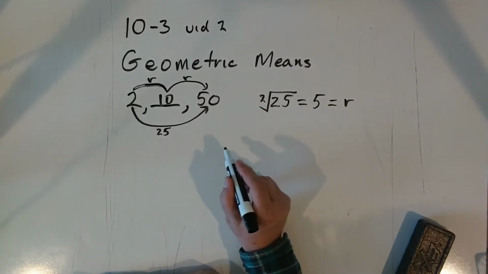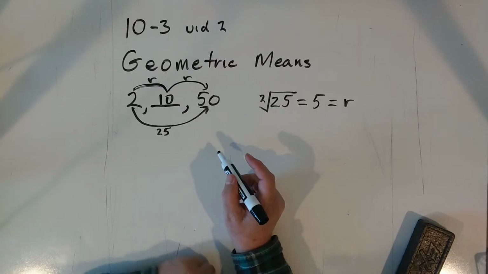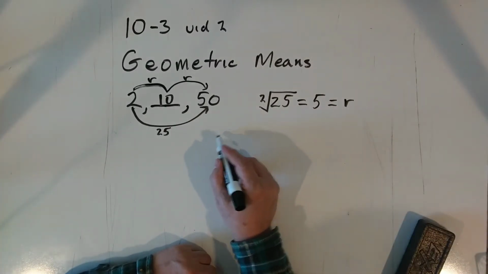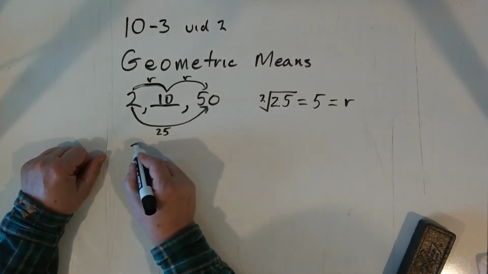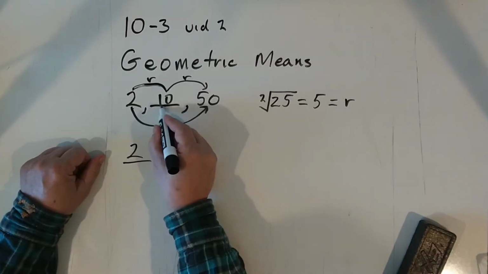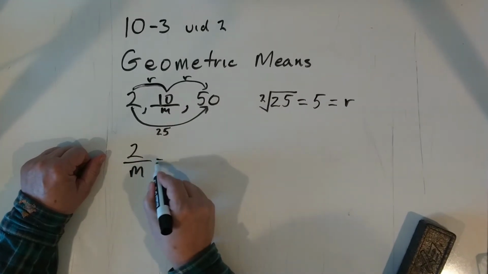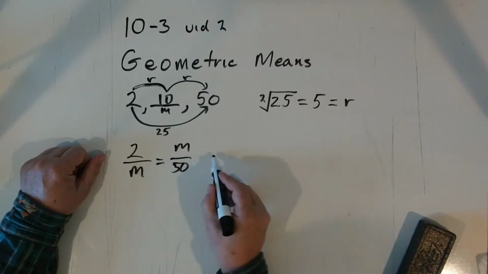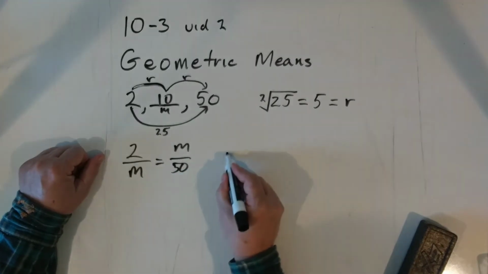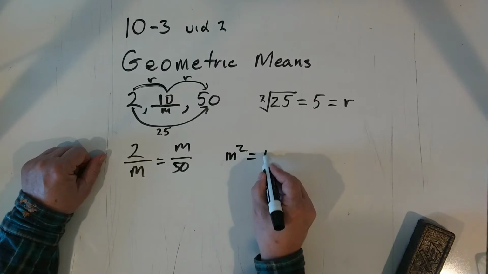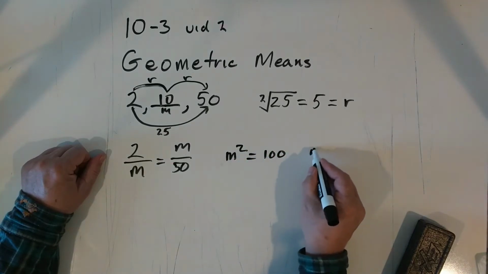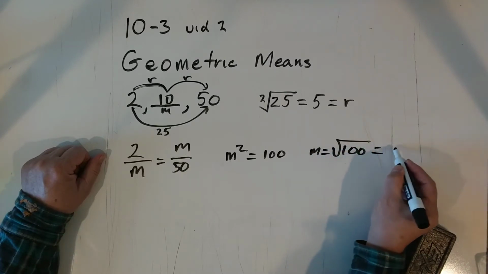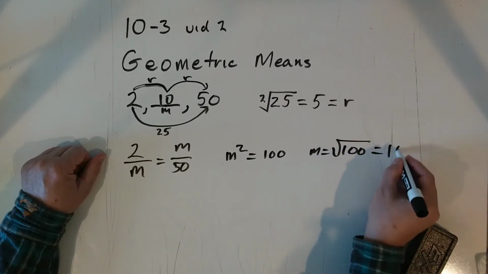Now, it just so happens that when we look at the geometric mean and we want to know the middle term, we can use something called a proportion. 2 is to the middle term as the middle term is to 50. And when you write this as a proportion, you have m squared equals 100, or m equals the square root of 100, which gives us the middle term in one step.